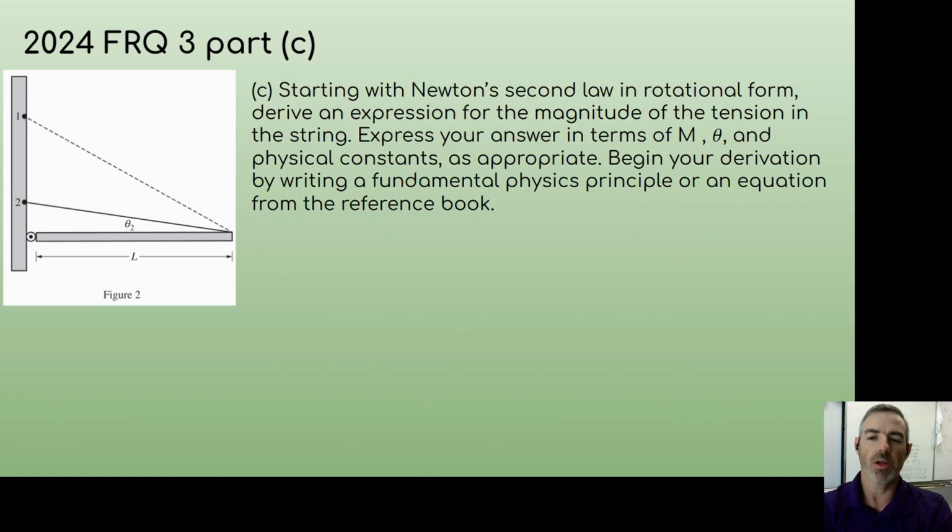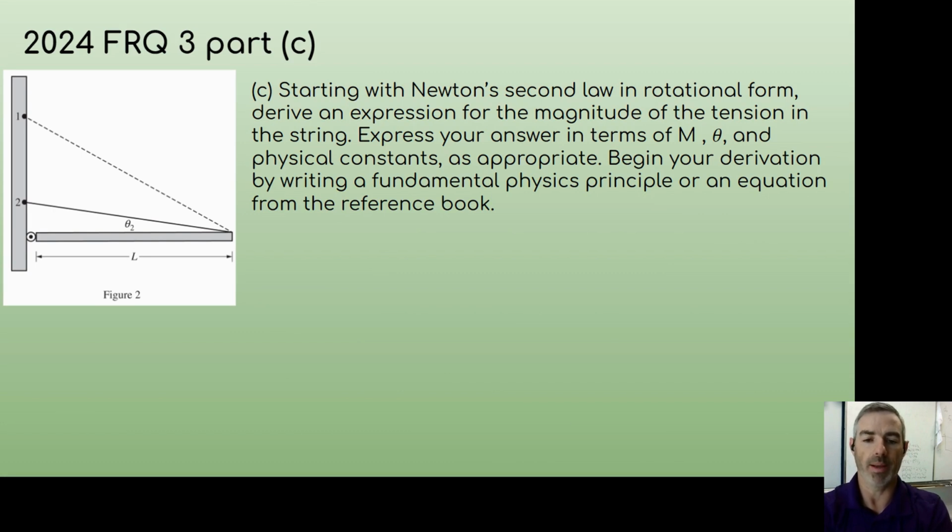Now, this one says, starting with Newton's second law for rotation, we want to derive an expression for the tension in the string. And all we want to use is m, theta, and physical constants. So we're allowed to use m, g, and theta, which means we can't use the force of the hinge. Now it says to start with an equation from your reference book. I haven't seen a question like this before where it says to use an equation from your reference book, but we'll discuss that.